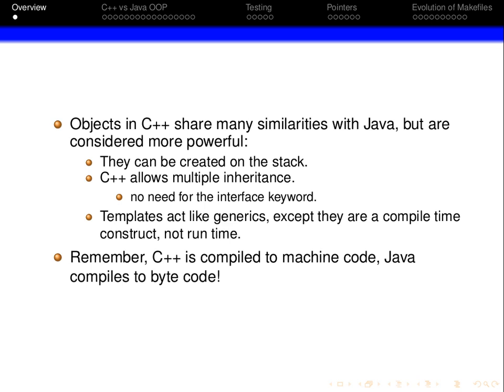And then templates act like generics, except they're compile time and not runtime. And did y'all say y'all didn't get to generics? No, okay, so we'll just talk about templates here. The big key thing to keep in mind between C++ and Java is that C++ is compiled to machine code, Java is compiled to bytecode, and then you need a Java virtual machine in order to run your bytecode. So there's an extra layer there with Java. C++ just compiles straight to your machine, and then you run it.